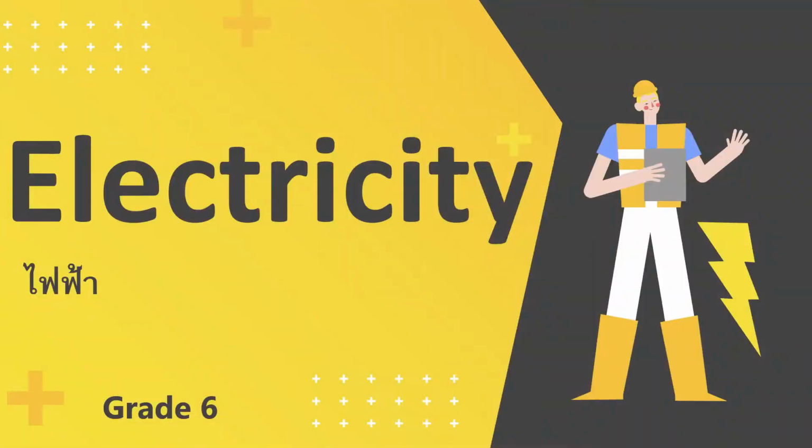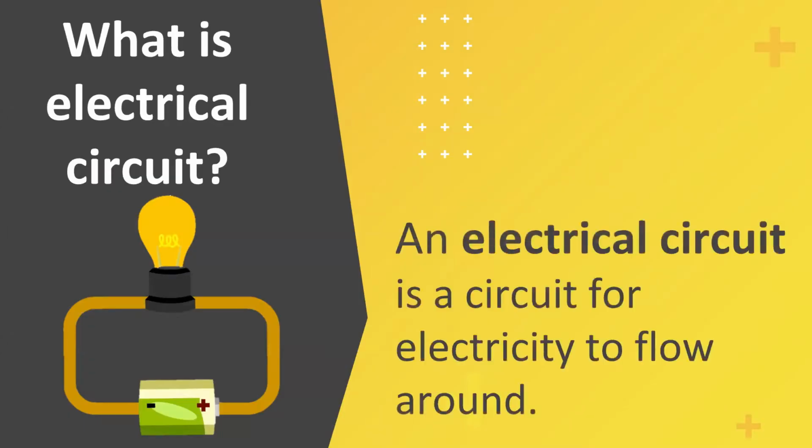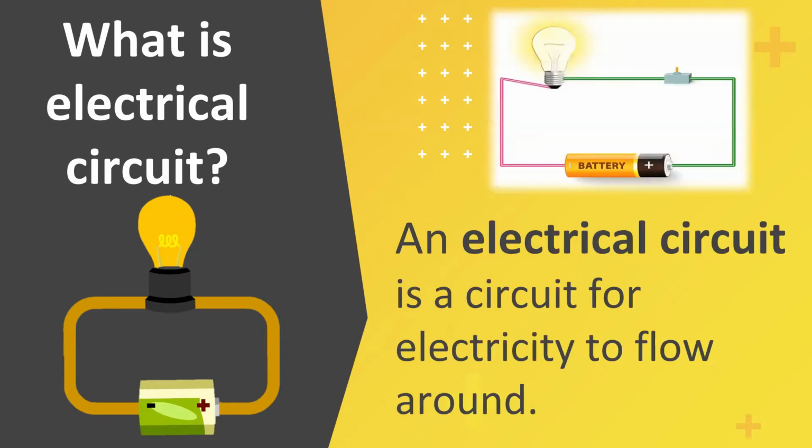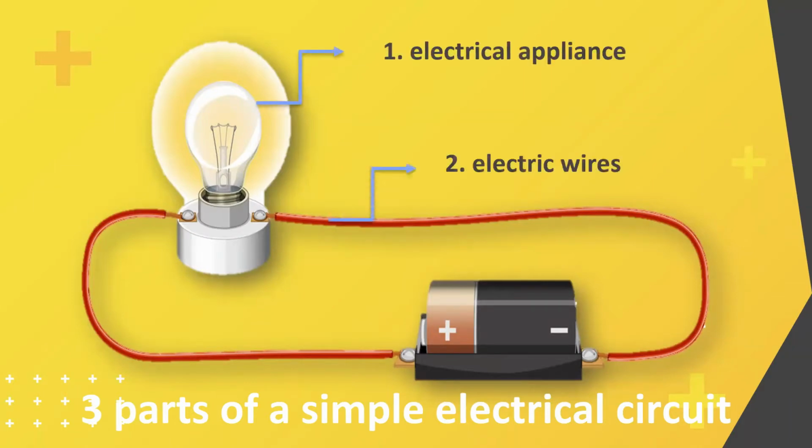Hello kids! Let's continue discussing about electricity. Yesterday, you learned about what an electrical circuit is, and we said that it is a circuit for electricity to flow around. You also learned about the three parts of a simple electrical circuit, namely the electrical appliance, the electric wires, and the energy source.